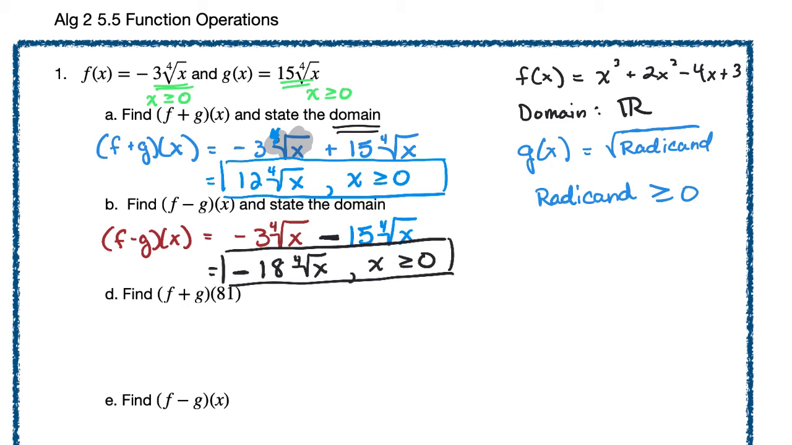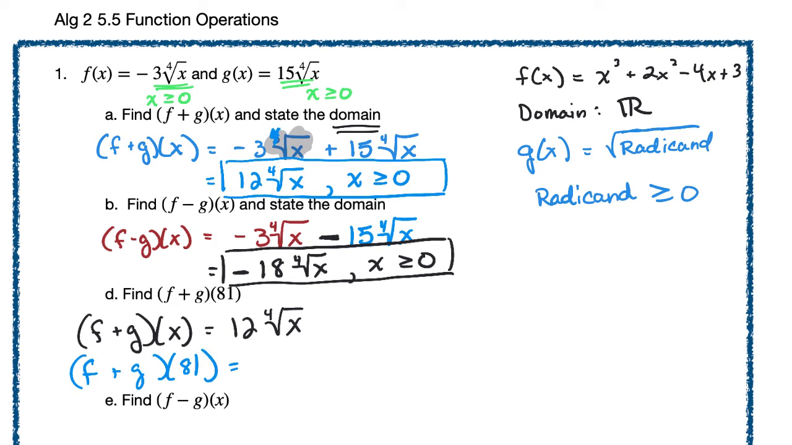f plus g of 81. So now that we have our f plus g up here, here's what f plus g of x is. We found this in question A. It's 12 times the fourth root of x. So if we want the f plus g of 81, we replace x with 81 in the function. And now we just have to figure out what that's equal to. Well, the fourth root of 81, 81 is 3 times 3 times 3 times 3. So the fourth root of 81 is just 3. And 12 times 3 is 36.